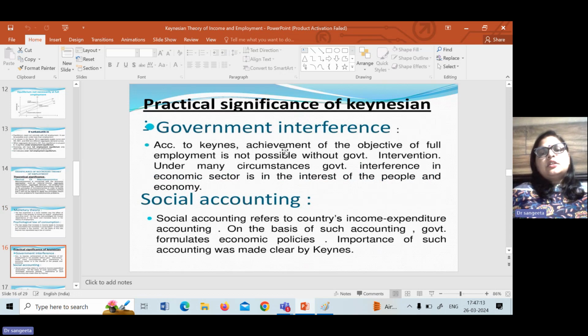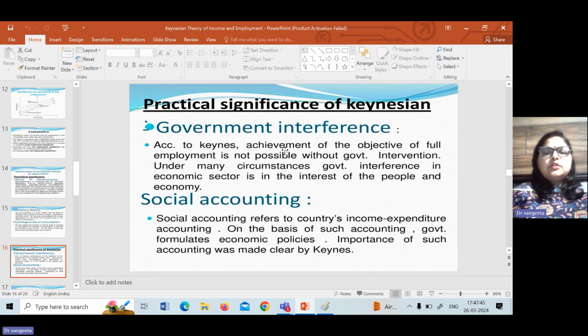Next is the practical significance of Keynesian theory. Not only the theoretical significance, Keynes's theory has practical significance also. First one is government interference. According to Keynes, achievement of the objective of full employment is not possible without government intervention. So under any circumstances, like in a crisis or a war situation, the government interferes in the interest of people and the economy.